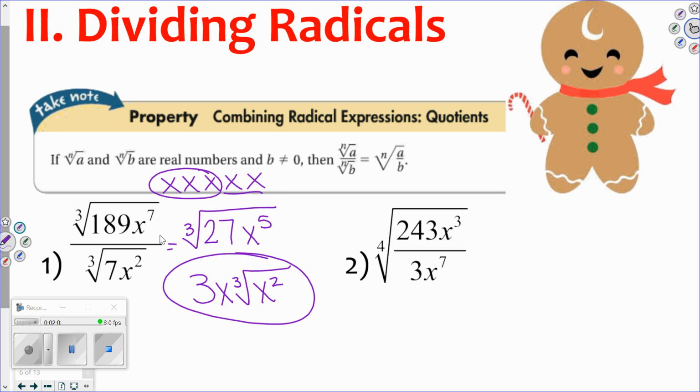So number 2, same idea. So 4th root. Now notice here my radicals were split. Here it's one giant radical, means the same thing. So what's 243 divided by 3? And then x to the 3rd over x to the 7th. x to the 4th would be where? On the bottom.